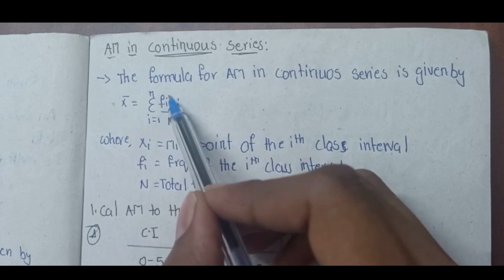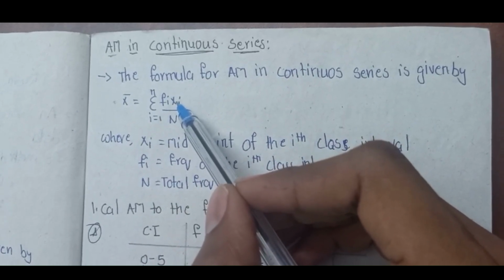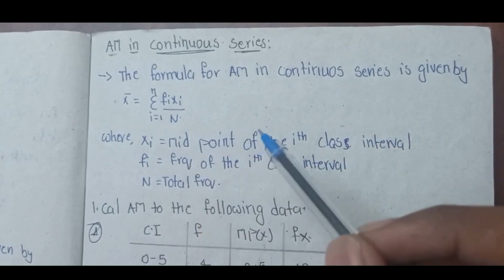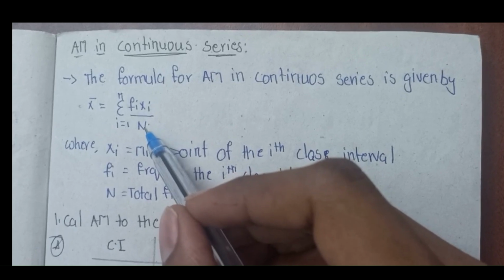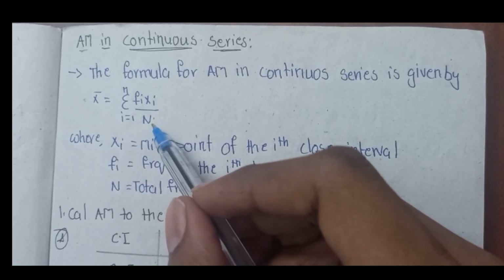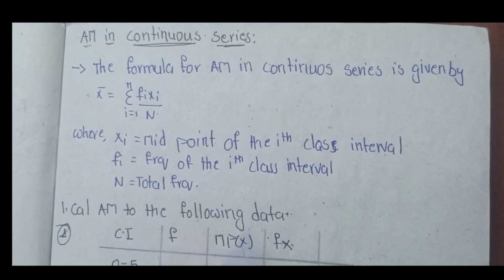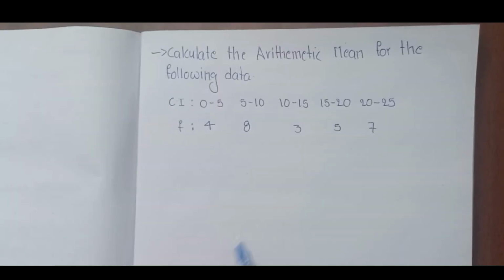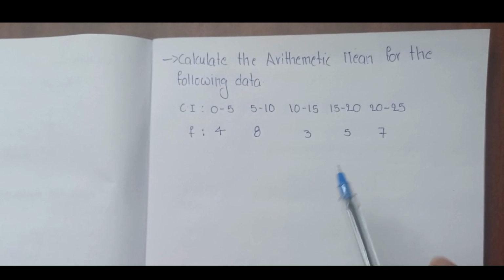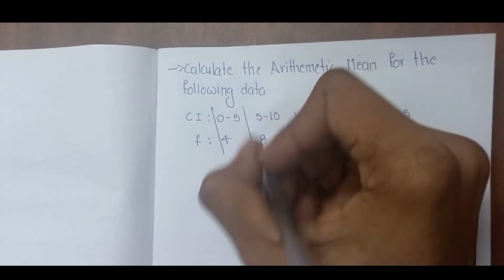What is fi? Frequencies. And what is xi? Xi represents the values of x, that is the given data. N is the value we can find by adding the values of all frequencies in the given data. Now we will do one problem on this. This is one example of finding the arithmetic mean in continuous series.